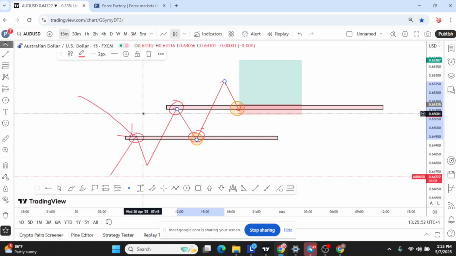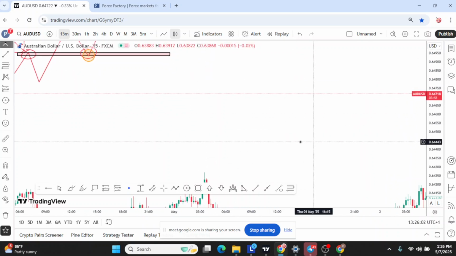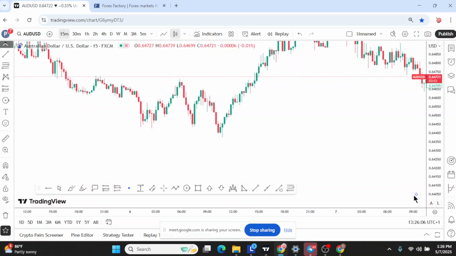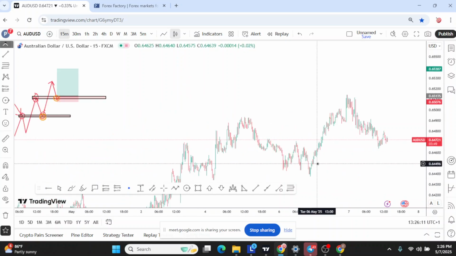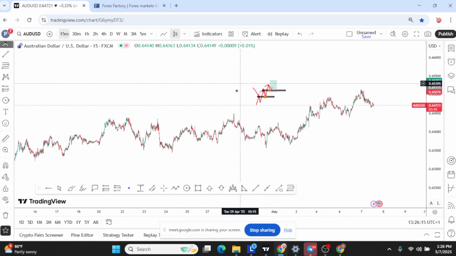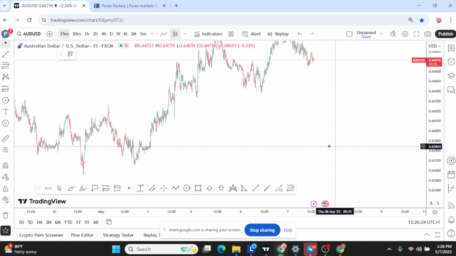Yes, sir. Okay, so I would like to go to the chart so we can look at different examples on this. So this is the AUD USD chart. Let's start with this AUD USD. Now I want to look at where we have a bullish trend. This is the 15-minute chart. Let's use the 15-minute chart.